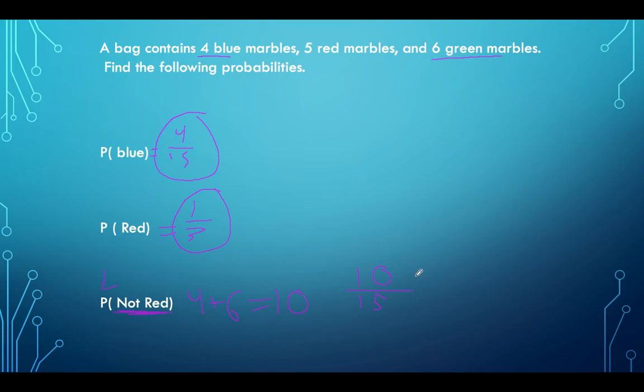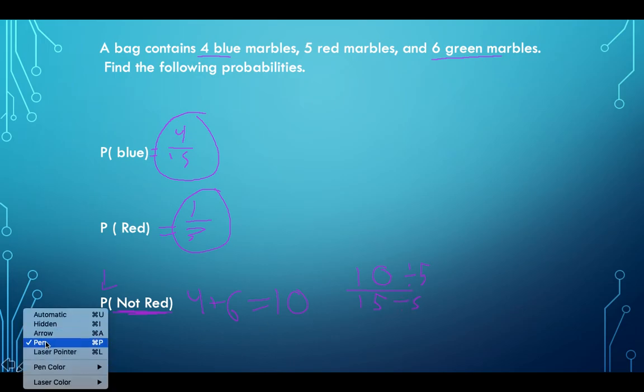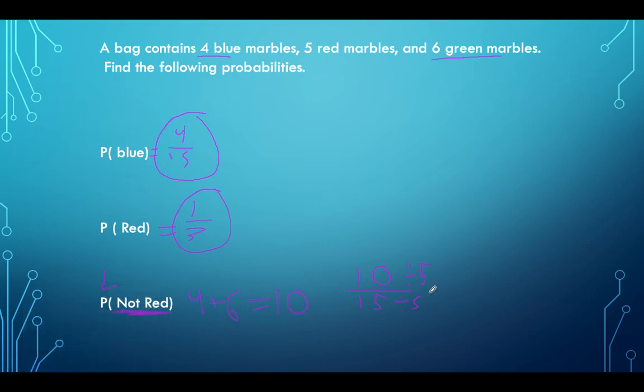Well, then you do your simplifying. 5 goes into both of them. Now let's pick a different color. It's getting hard to see. Which equals 2 over 3. Okay, so that's easy enough, right?